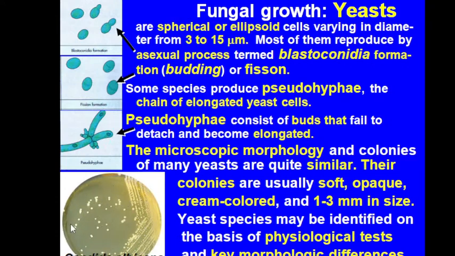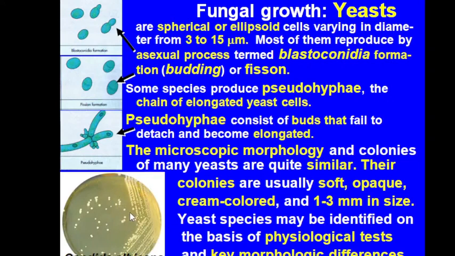We see by eye the characteristics of the colonies. Like you remember, they are creamy, circular, usually white, soft, opaque, cream colored, and the colonies are 1 to 3 millimeters in size. And that is very typical for fungi that are yeasts.